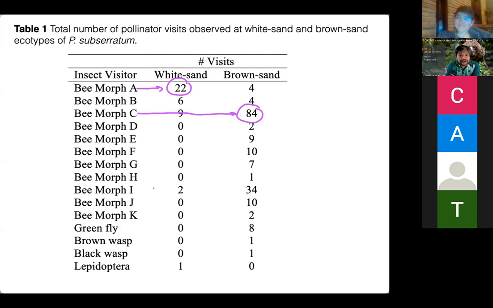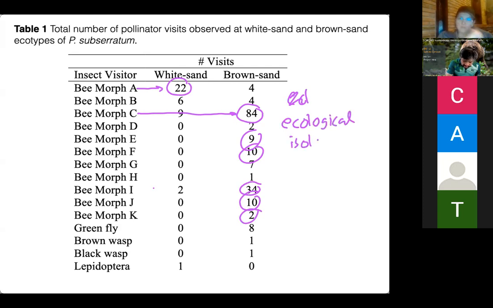But in the end, you know that C is different from A, and you know that if you're in brown sand, you get a lot more different types of bees coming to visit your flowers compared to the white sand. So this separates your pollinators, and that's testing the existence of ecological isolation.